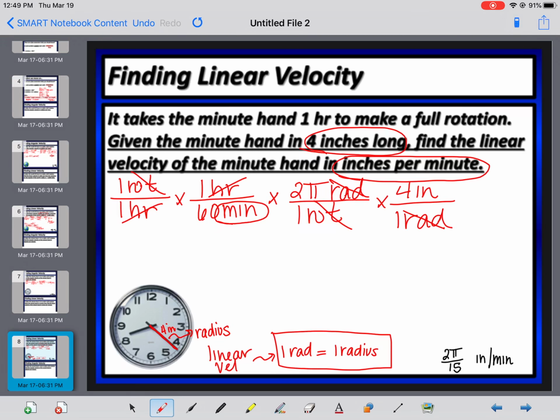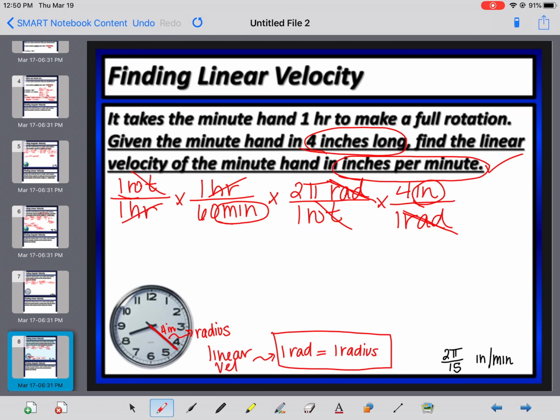So I wouldn't go on to the next step until you can make sure that you can cancel your units. So I wouldn't be able to use 4 inches over 1 radian from my original problem, which started as a rotation, because rotations and radians would not cancel. I am now in inches, which is where the problem is asking me to be.